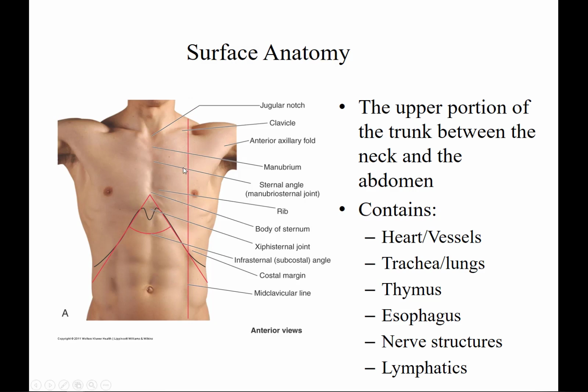Within the trunk or the thorax, of course, you will have your heart and vessels, the lungs and trachea, thymus. Well, not really in adults, the thymus will be gone. It'll just be a little bit of fatty tissue, but in infants and small children, you still have a thymus, esophagus, nerves, and lymphatics.